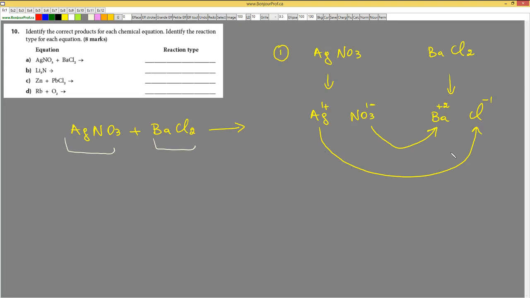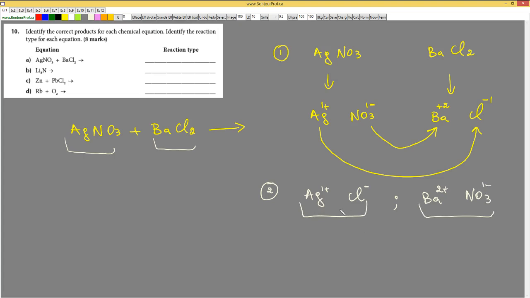And what's going to happen now? There is some switching. This positive here, before it was with this negative, but now it will go with this negative here. And this negative will go with this positive. It is partner changing. So what I will have here, I'm going to put it in another color. I will have the second step here now. This is the product. I will have Ag 1 plus with Cl minus, and I will have Ba2 plus with NO3 1 minus. These two will form a compound, and these two will form a compound.